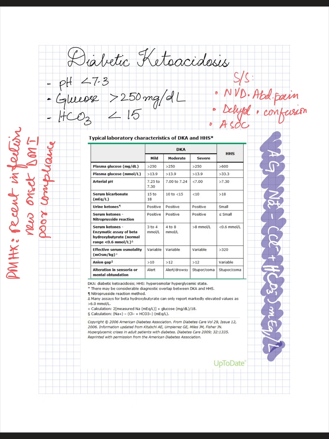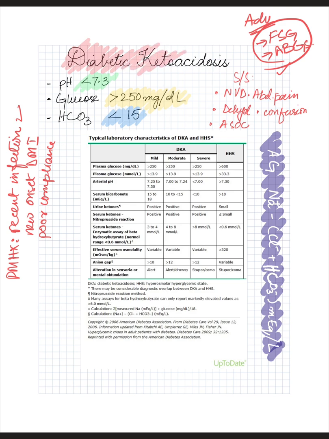So, whenever we have a patient with these symptoms and this history, we order two things stat: finger stick glucose and ABGs, because these are going to tell us whether a patient has diabetic ketoacidosis or not. If our patient has a glucose value above 250 milligram per deciliter, a pH of less than 7.3, and a bicarb of less than 15, it is very likely that the patient has diabetic ketoacidosis and it is time to take action.